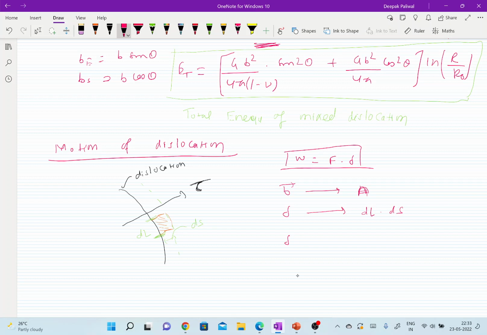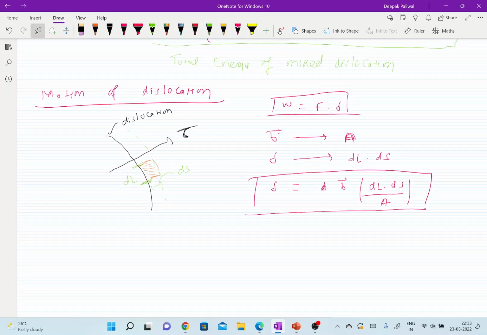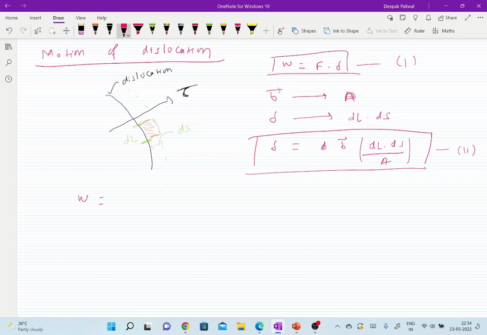So let me find the delta value from here. Delta, how can I write? Burgers vector b, dl dot ds by A. Simply we did cross multiplication and we get the delta value from this equation. Let me call this equation 1 and this equation 2. So putting the value of 2 in equation 1, what will we get? Force into displacement, where we have calculated the displacement as dl dot ds upon b.